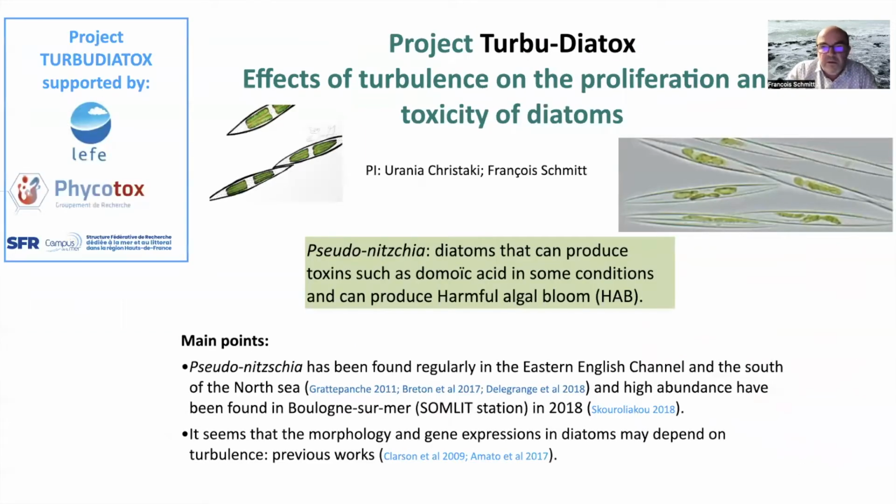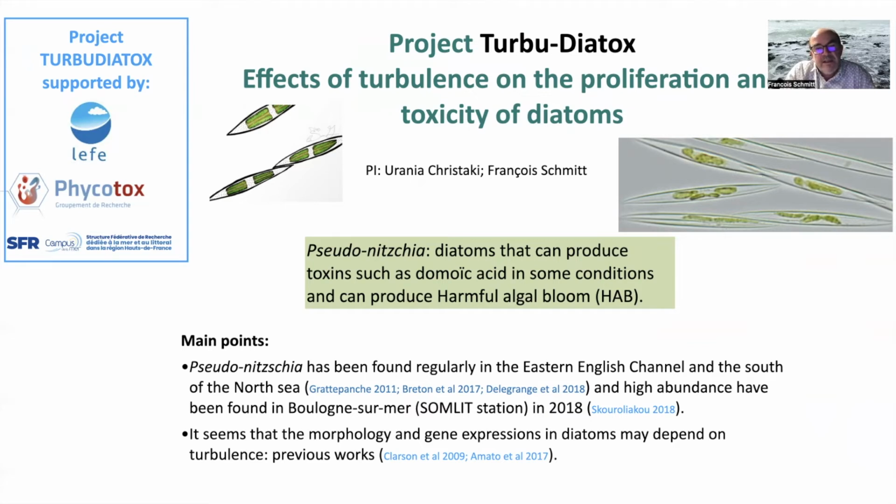We have also applied this in another project, which is called Turbulence, and which is a way to look at the effect of turbulence on proliferation and also toxicity of diatoms. We have chosen Pseudo-nitzschia diatoms. These are diatoms that can produce toxin, such as domoic acid, and it belongs to harmful algal bloom species.